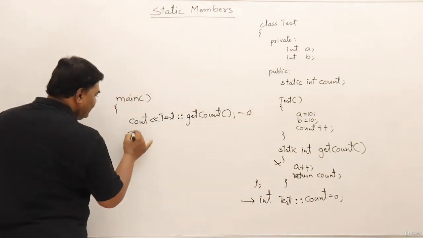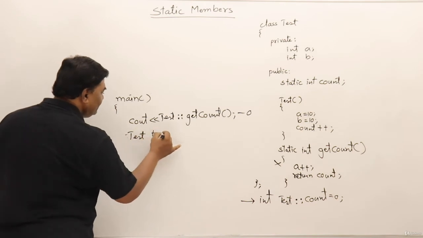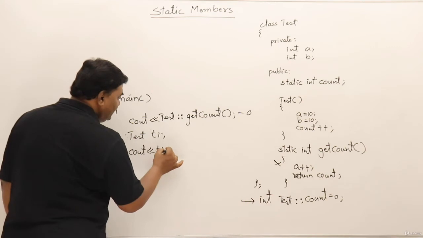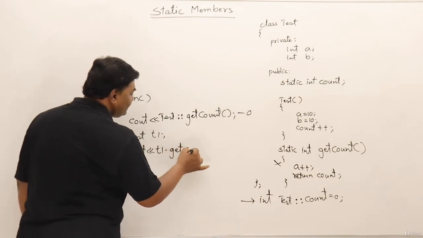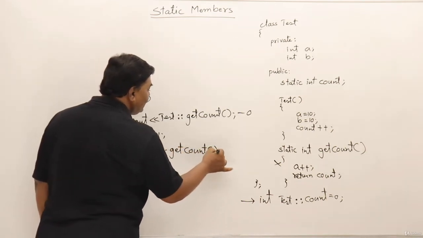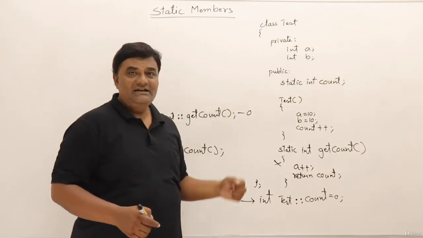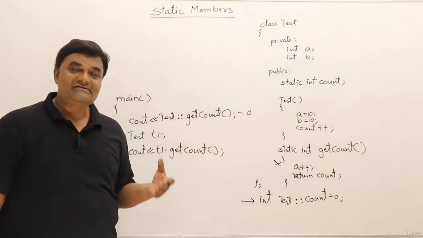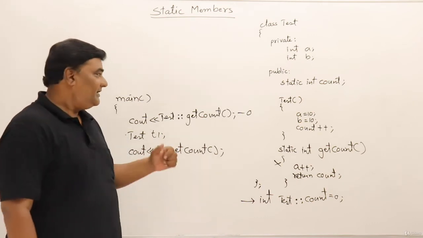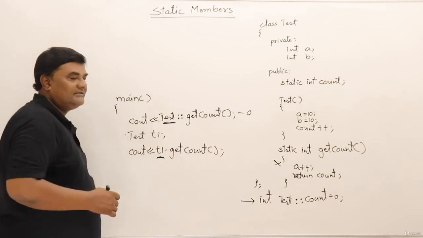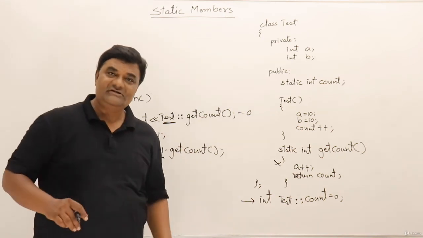Now if I say test t1, an object is created. Then I say cout t1.getCount. Can I call this function getCount upon the object? Yes. It is just like static variables. You can access static functions also by using the class name as well as using an object. So that's it. I'll give you some examples on this one.